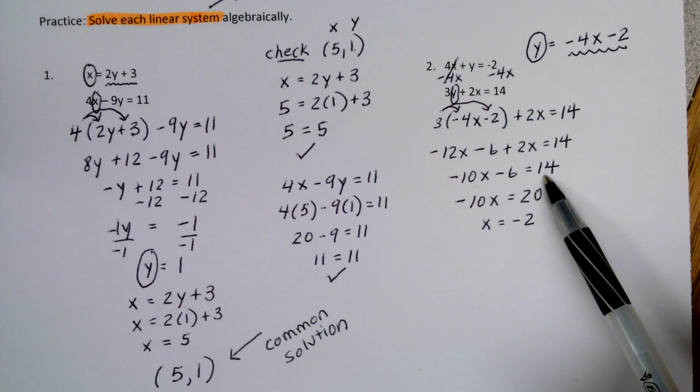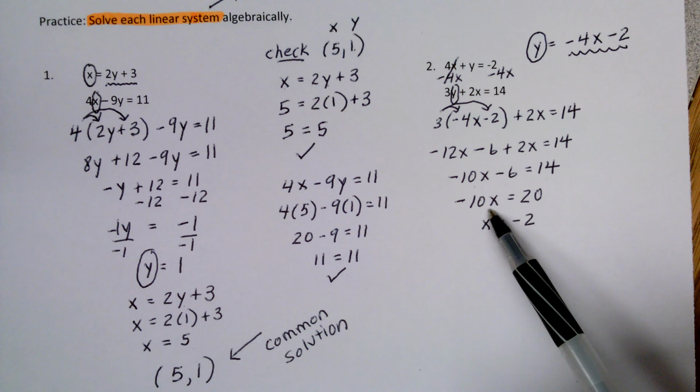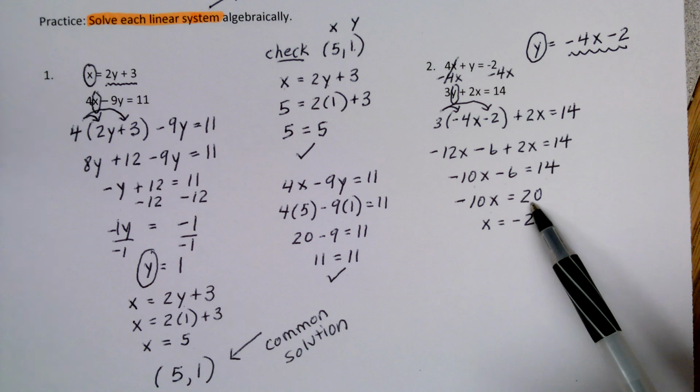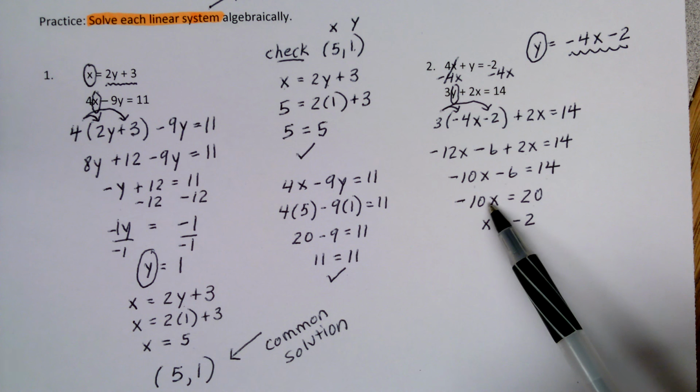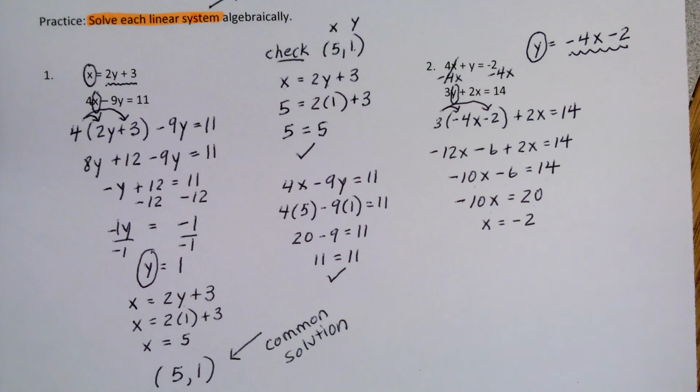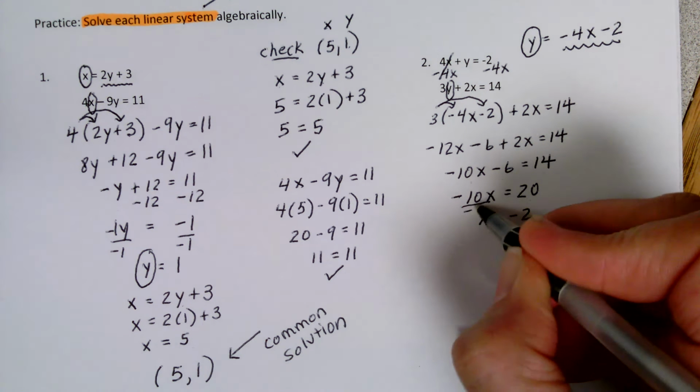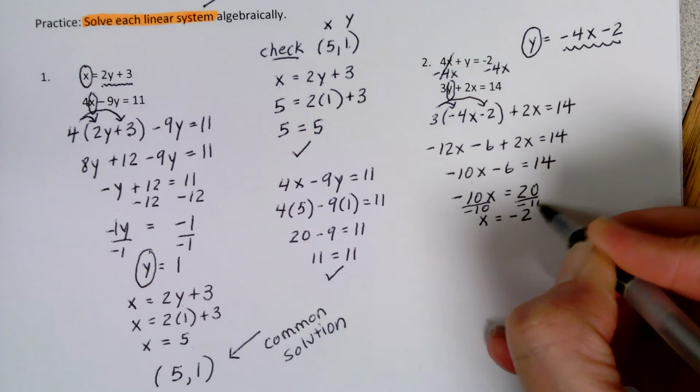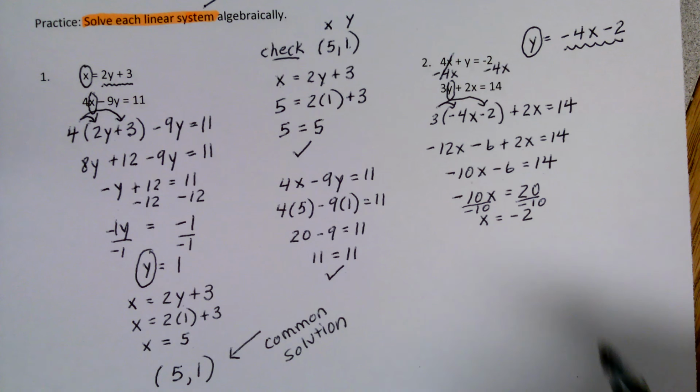We added 6 to both sides. We got negative 10x equals 20. And instead of multiplying by negative 10, we divided by negative 10. And x equals negative 2. Remember, whatever you do to one side of the equation, you need to do to the other. Okay, we now have the value of x. Let's find the value for y.